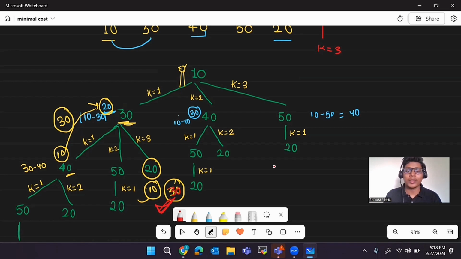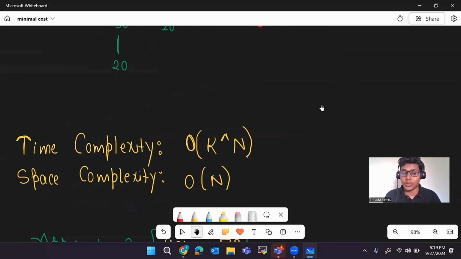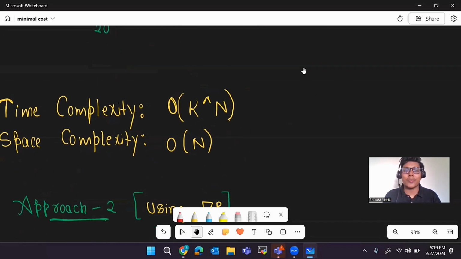Okay, so now what will be your time complexity? If you are thinking, look, we have n nodes or n stones, and we are exploring k paths, right? So your time complexity in this case is going to be k to the power n, which is very huge. And talking about the space complexity, your space complexity is going to be big O of n. Why big O of n? Because recursive calls are getting stored in a stack. So that is the reason your space complexity is going to be n.